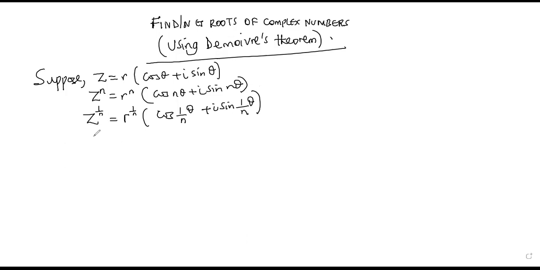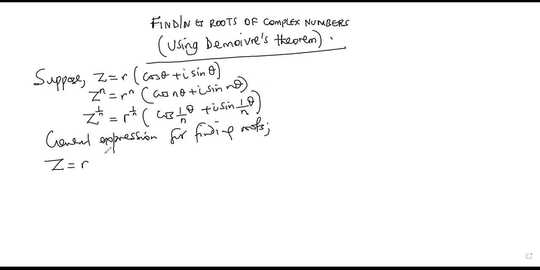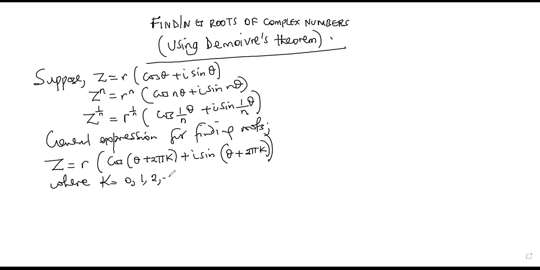So the general expression for finding roots of complex numbers is given by z equals r into cos of theta plus 2 pi k, plus i sine of theta plus 2 pi k, where k is given as 0, 1, 2, etc. And theta is normally given in radians. You can always express theta in radians.